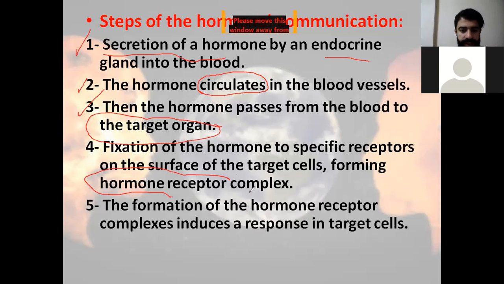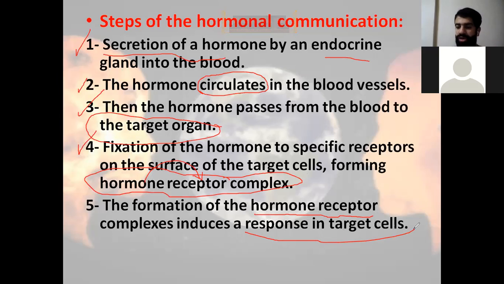What do we call this hormone receptor complex? Hormone receptor complex is the binding of the hormone to its receptor on the target cell. Here, step number four. Number five, the formation of this hormone receptor complex, meaning that the binding of the hormone to its receptor induces a response or a change in the target cell. They are similar to that of the target organ. So I'm going to repeat them using my own words and giving the same definition.